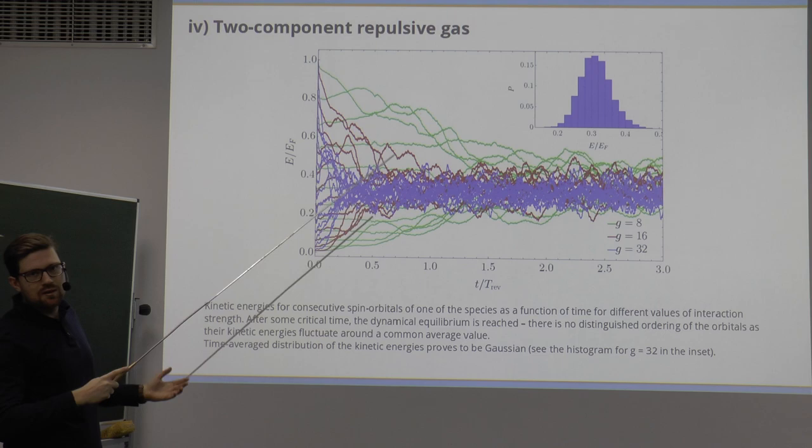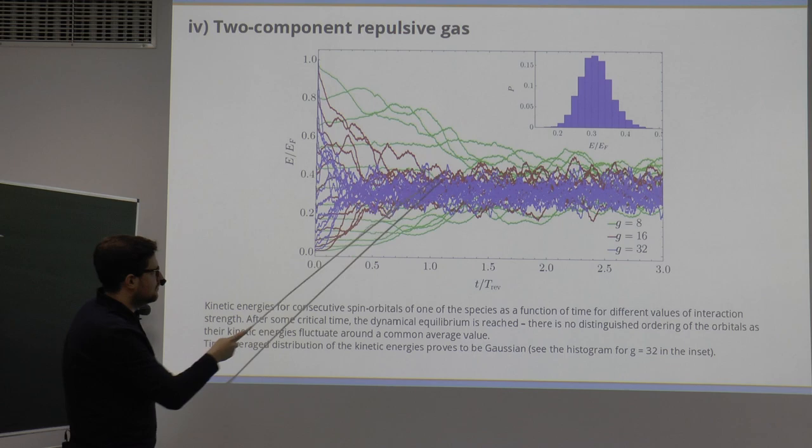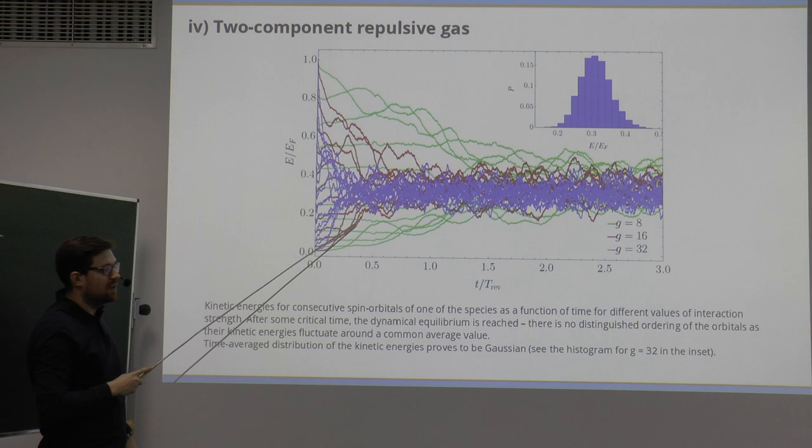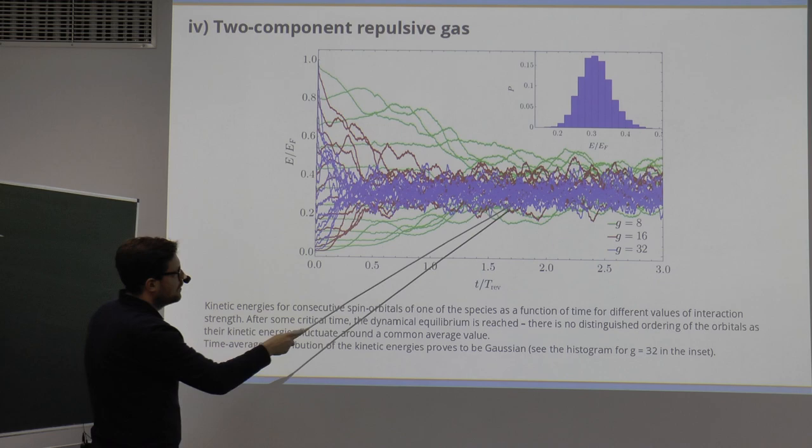So we also made an observation about the structure of this dynamical equilibrium: if we average over all time and over all of the kinetic energies, the histogram of these kinetic energies is a Gaussian profile.